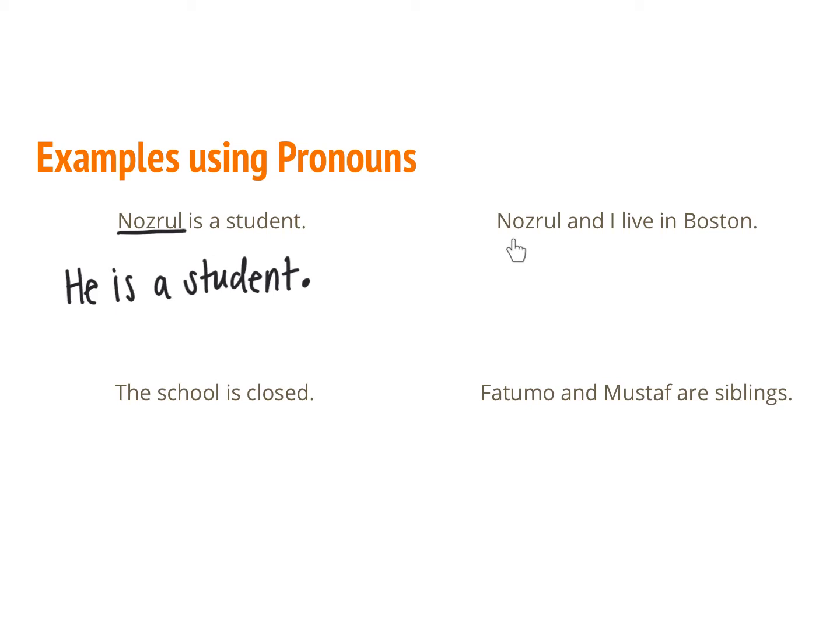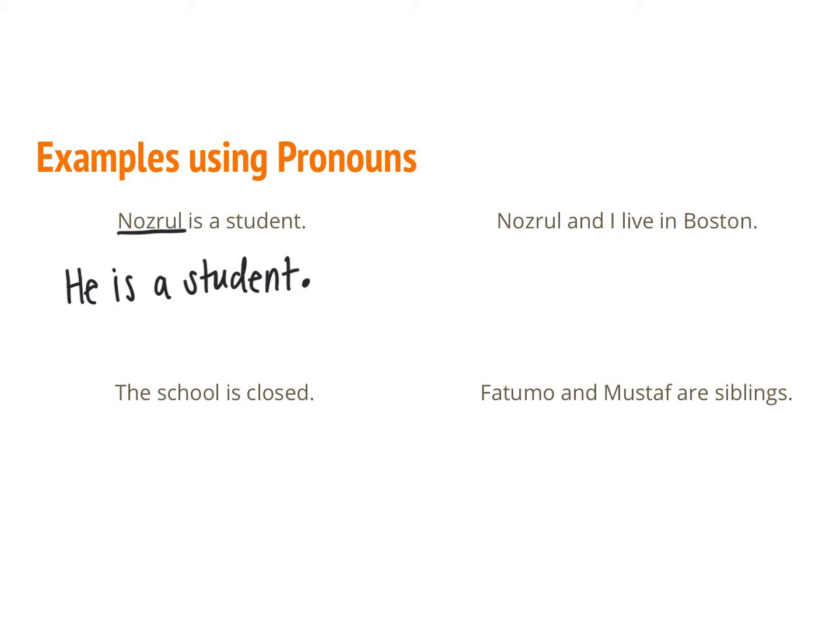Let's look at this example. Nazrul and I live in Boston. Now this one is tricky, but because it includes the word I, it means it includes me. I have to think about myself. So that means that this isn't going to be I or he or she because there's more than one person. So I need to figure out which pronoun to use.